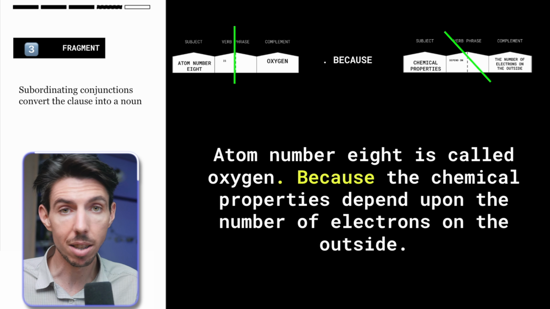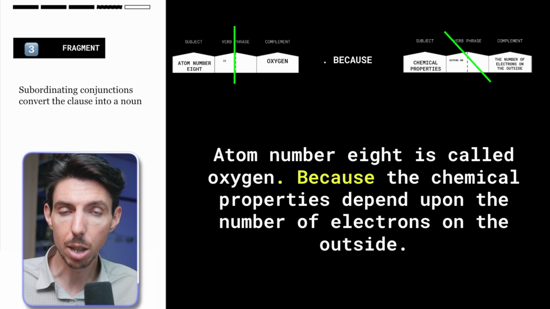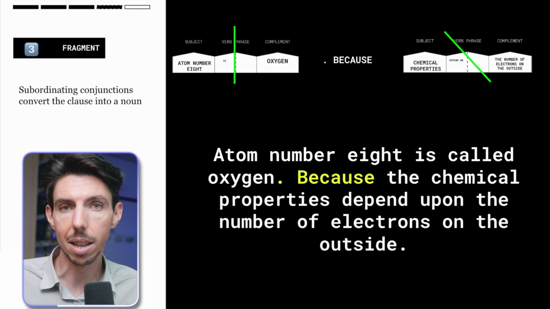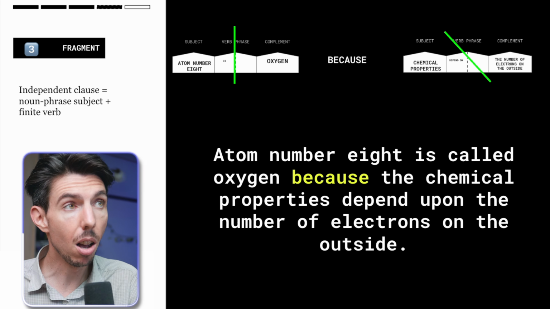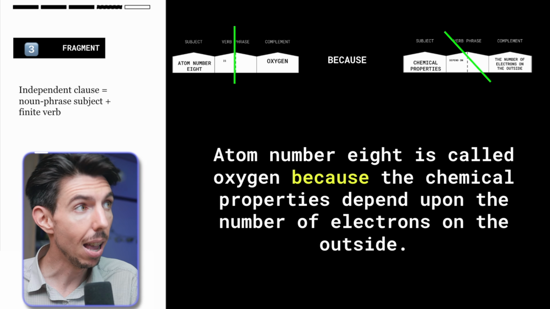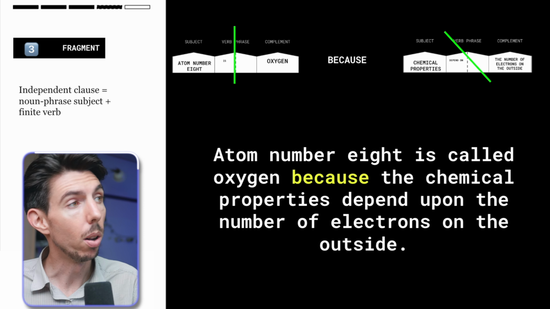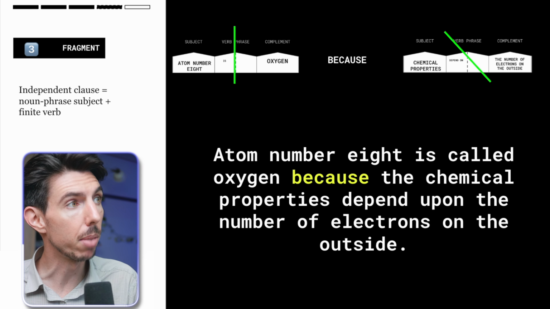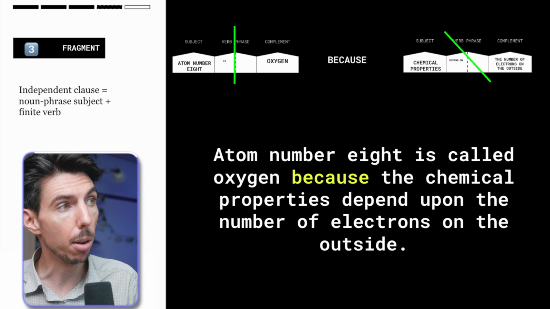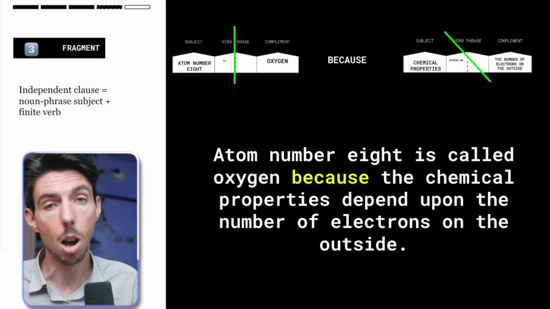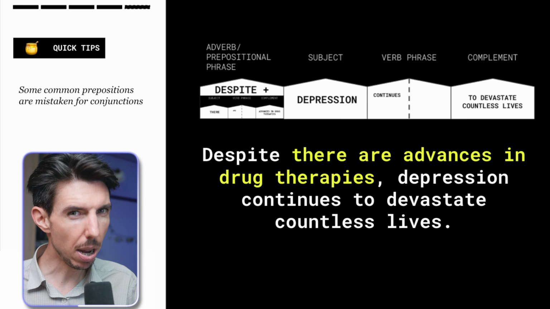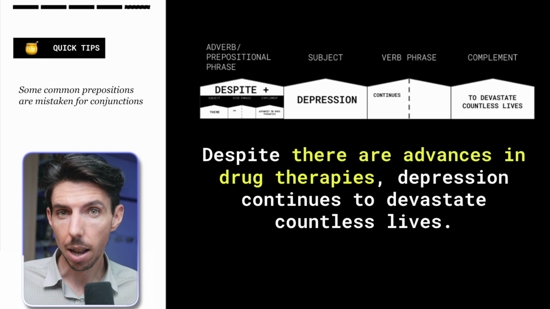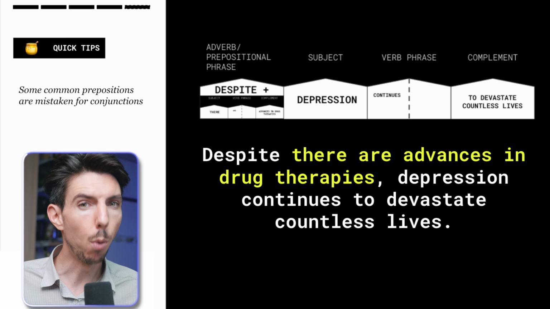A dependent clause doesn't mean anything on its own. It must be joined in the same sentence as an independent clause. An independent clause is a noun phrase subject and a finite verb. So we can fix that mistake by taking the dependent clause and just bringing it into the same sentence. It becomes: atom number 8 is called oxygen because the chemical properties depend upon the number of electrons on the outside.